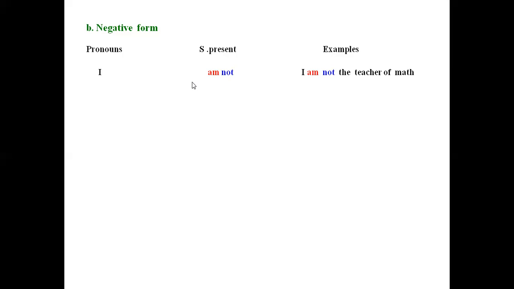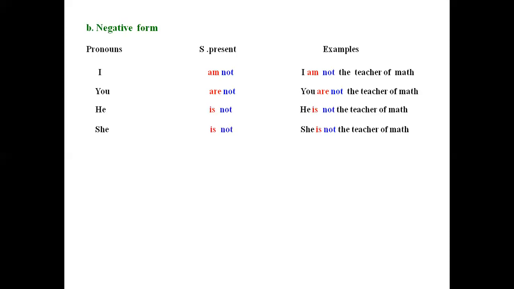Example here, we have with I, I am not the teacher of math. I, the personal pronoun, the verb to be am in simple present with the personal pronoun I, and then not, the negative form, and then the rest of the sentence. You are not the teacher of math. He is not the teacher of math. She is not the teacher of math. It's not the summer season.